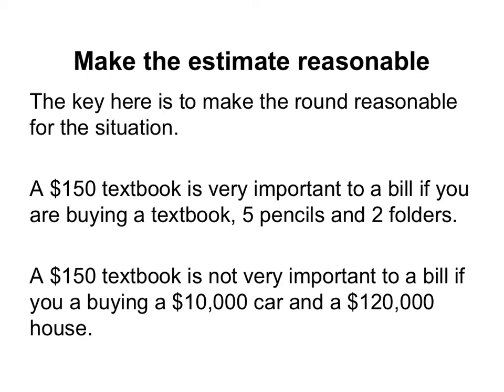Right? If you're going to the bookstore, that 150 is really driving the cost of your bill. So it's a very, very important part. But if you're talking about a textbook versus a car and house, then it's not so important. So the context is very important, and making your estimates reasonable is the goal.